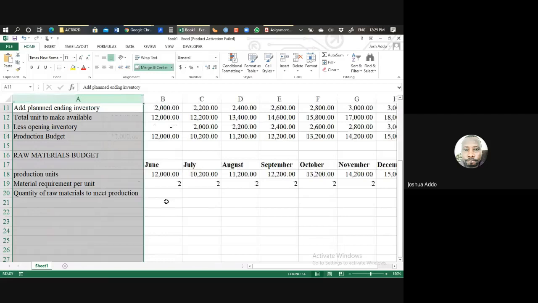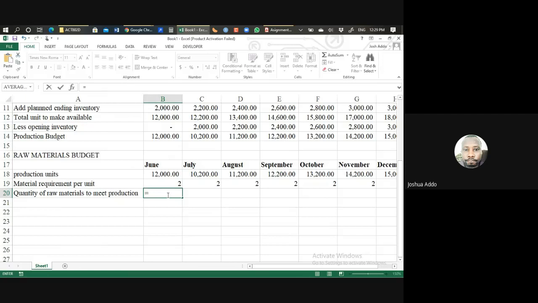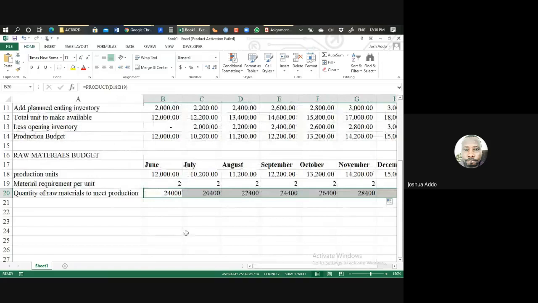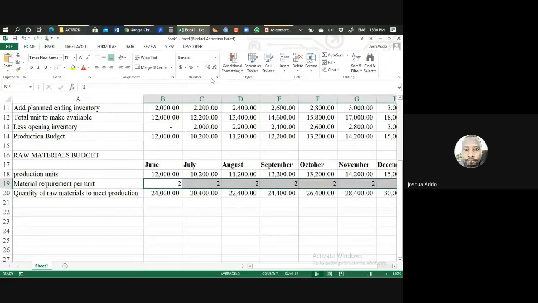And that will be the product of this and this. I can do this times this as I did the first one, but let me use another function. There's a function called product, which does multiplication of a range of cells. We have only two cells in the range. So product of this and this. And then I can drag up to December. Okay, so we know the quantity of materials required to meet the levels of production in each of the months.